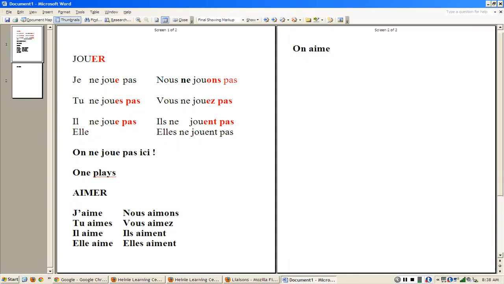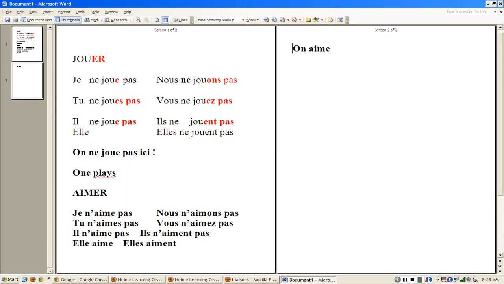What about aimer? Watch, just as the J has the apostrophe, j'aime, je n'aime pas. Nous n'aimons pas. Tu n'aimes pas. Vous n'aimez pas. Il n'aime pas. And it would be the same with étudier.